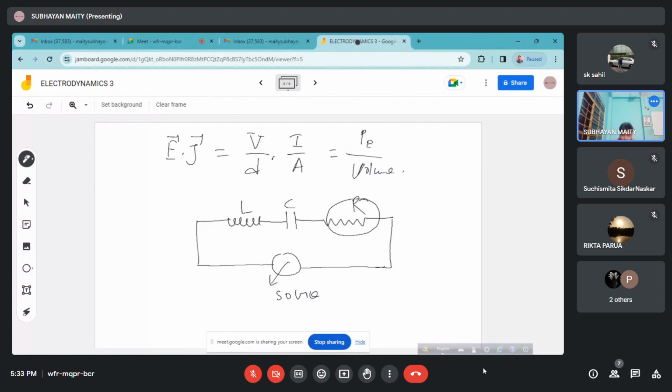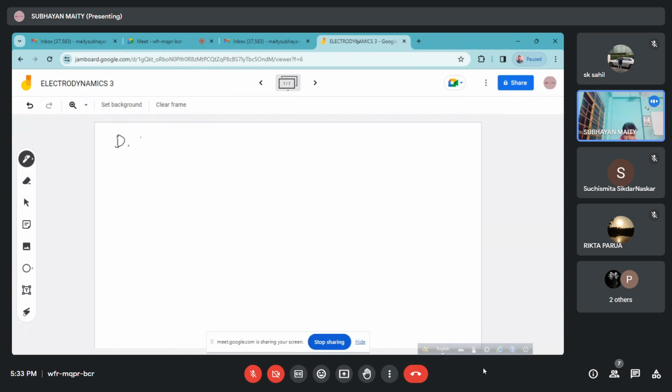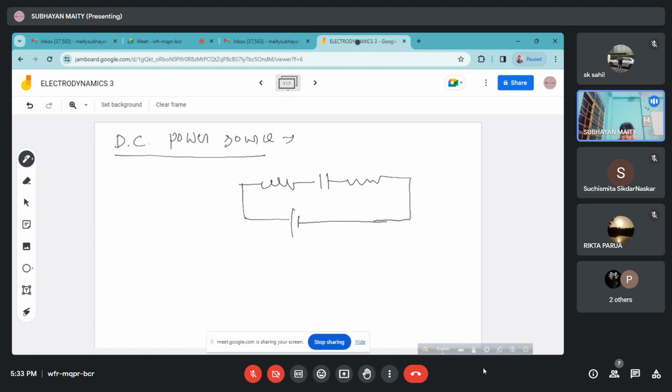Now consider the static sources, the DC sources. Static source means DC power source. So here you have L, C, R with a DC source. A DC source will create an electric field, but it cannot create a magnetic field. It may create a magnetic field through current, but that will be 1 by R square type of magnetic field. E also will be 1 by R square type of electric field.